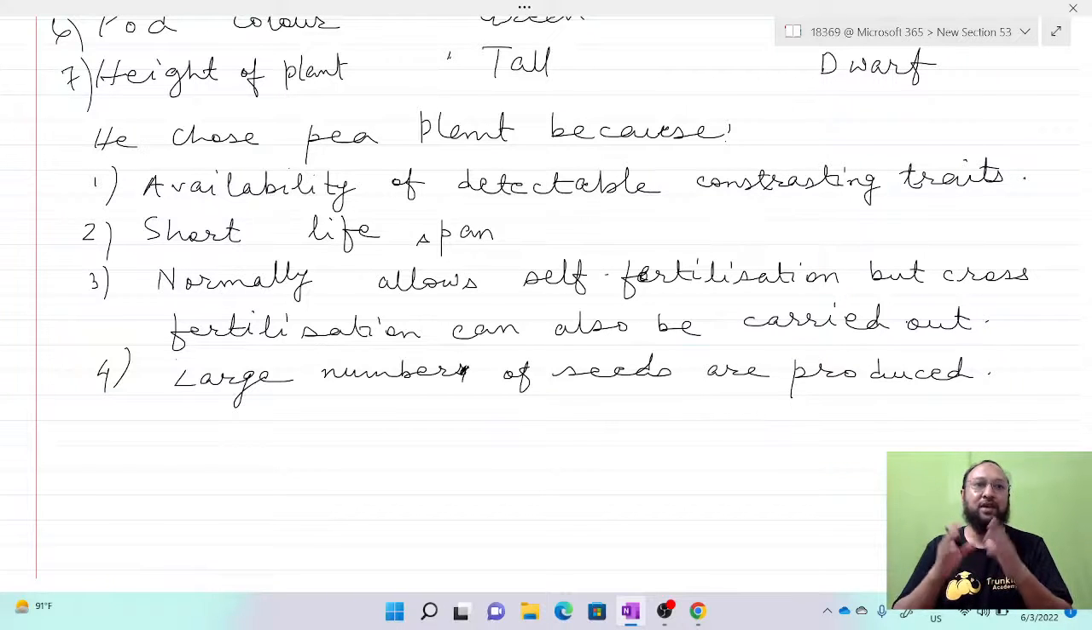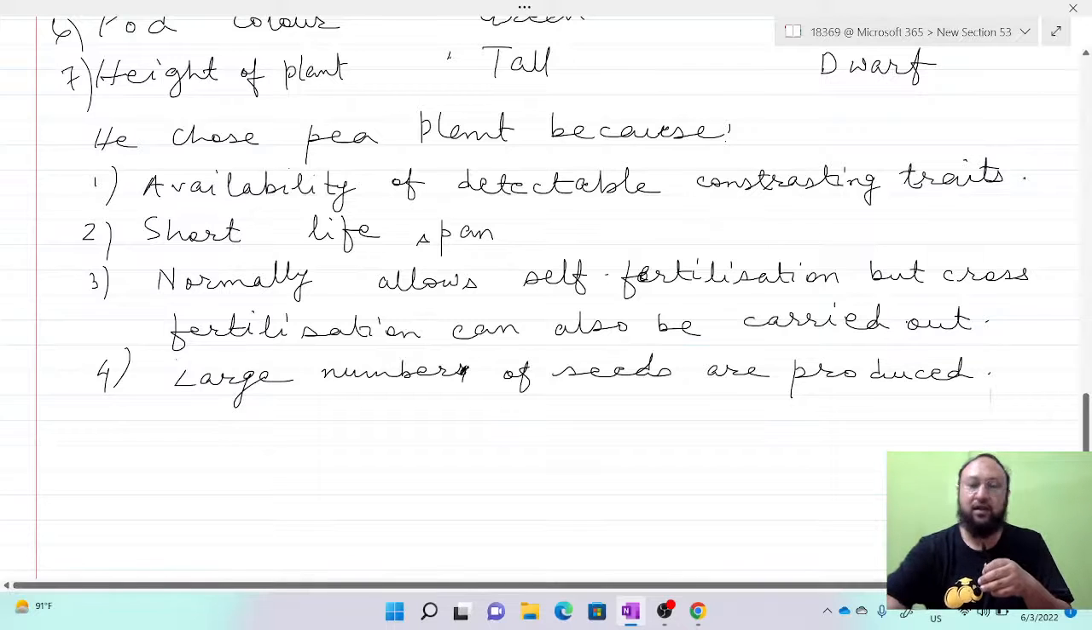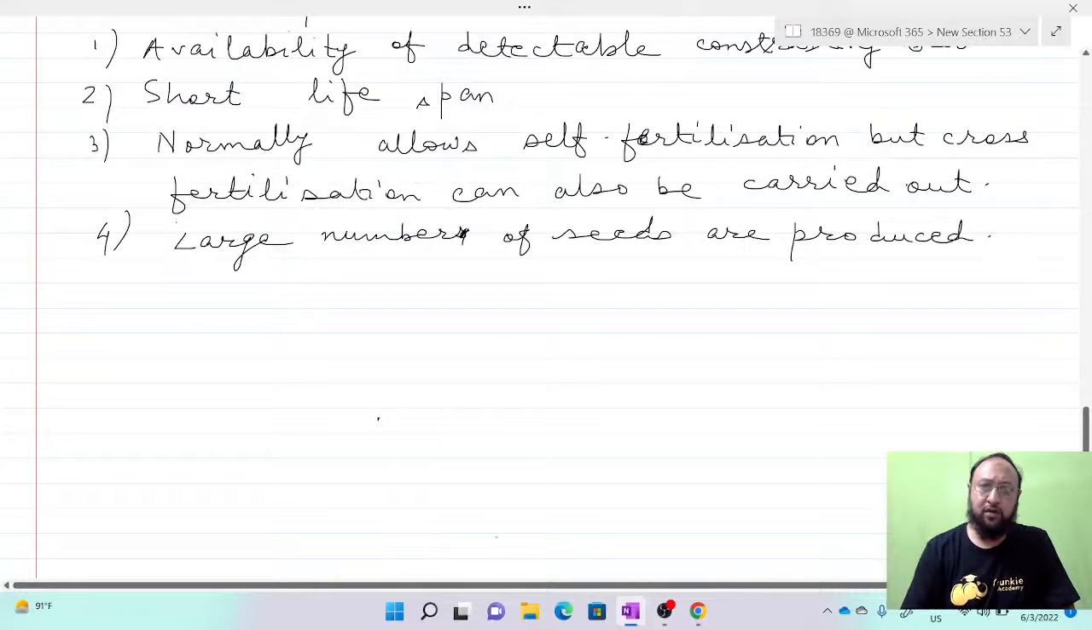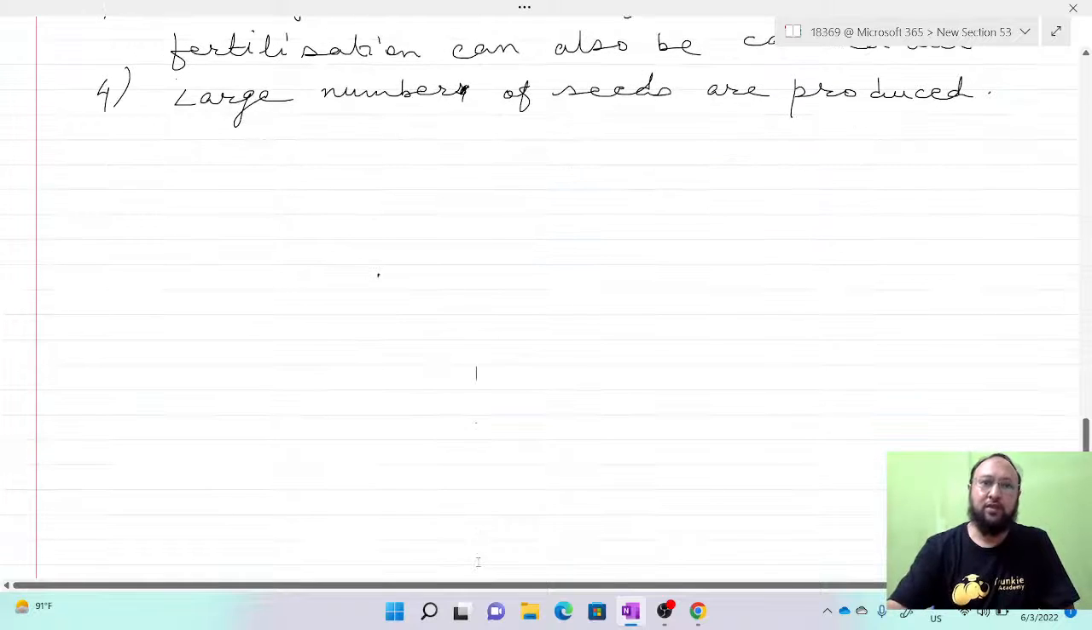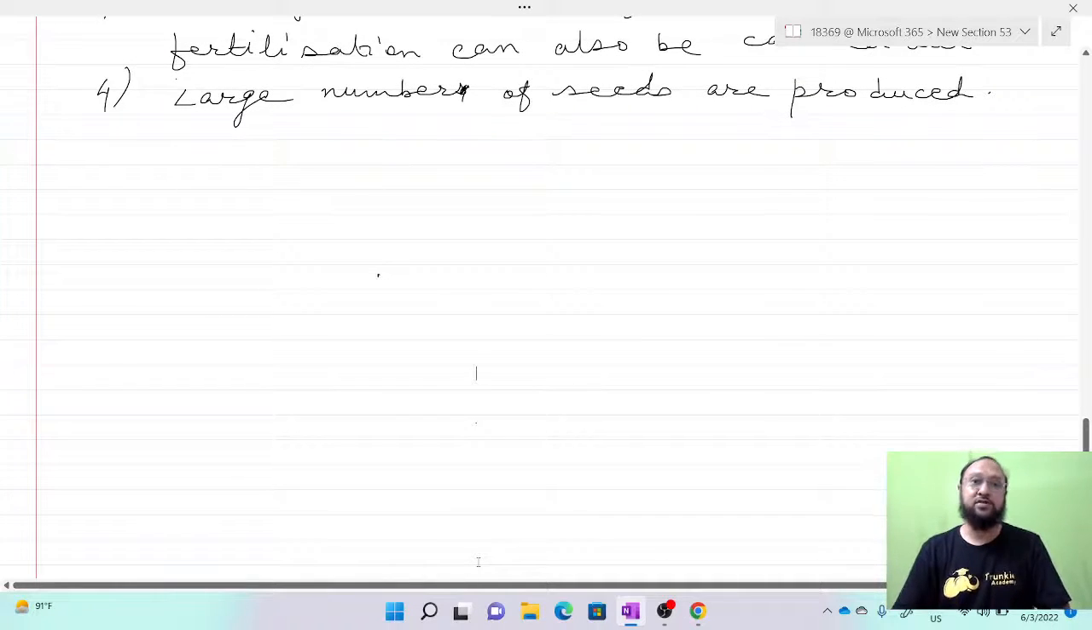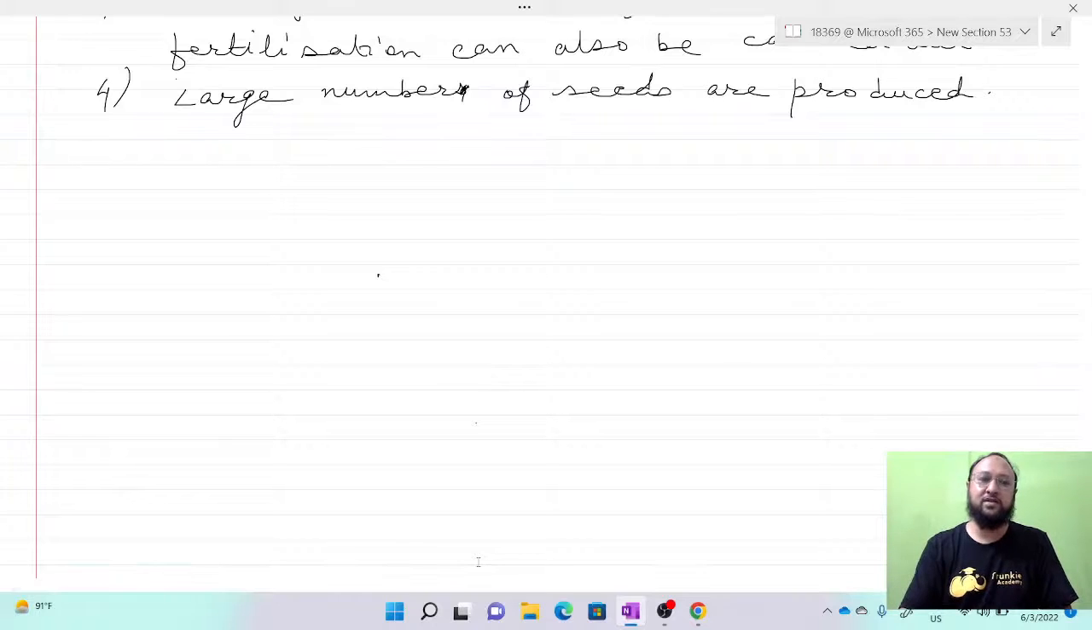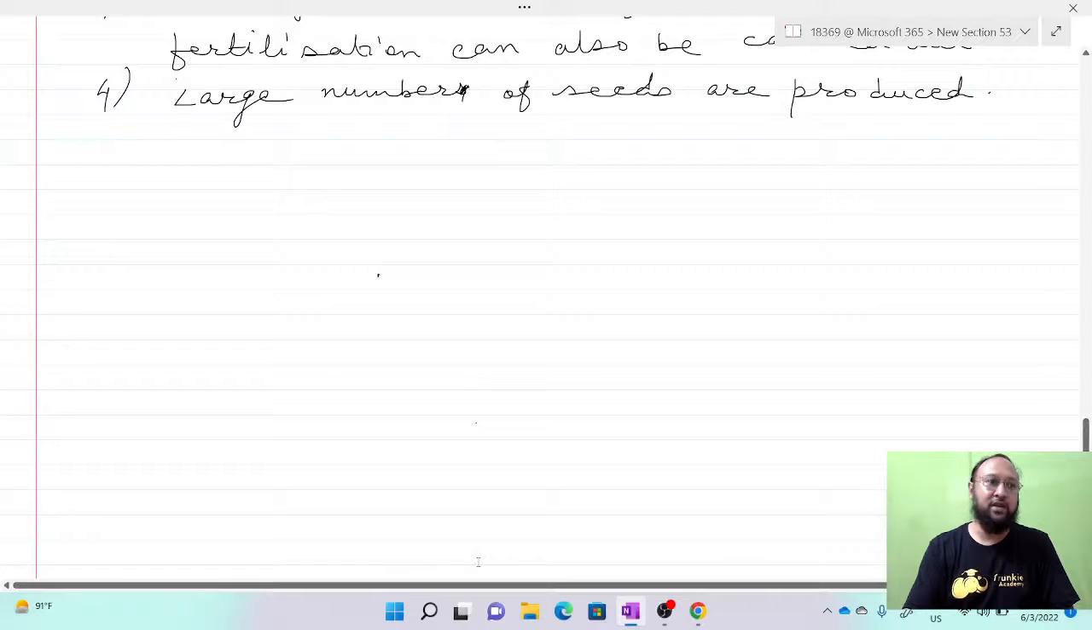For example, the character we are considering is height, and we are taking dwarf and tall as contrasting traits. Then that is the monohybrid cross. That is one of the most common and best examples of a monohybrid cross, between the tall and dwarf pea plant. Mendel carried out this experiment and, based on the result he obtained, he concluded and formulated one law. Now, coming to the point.